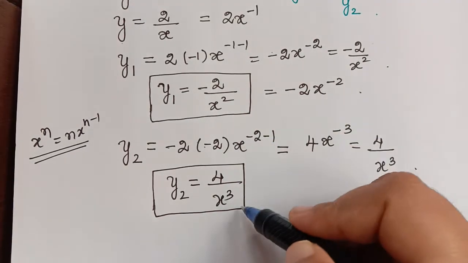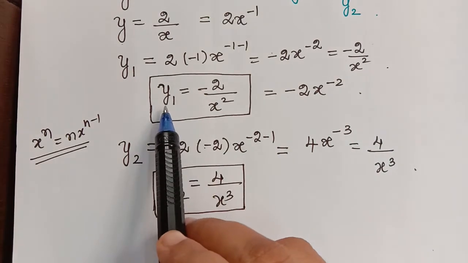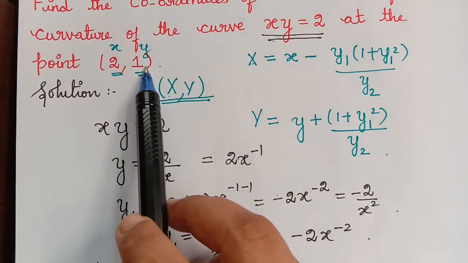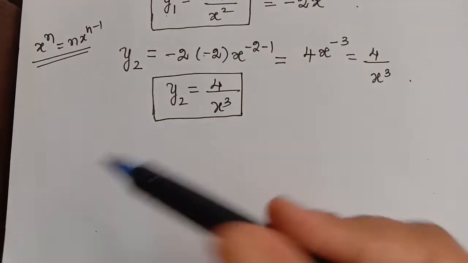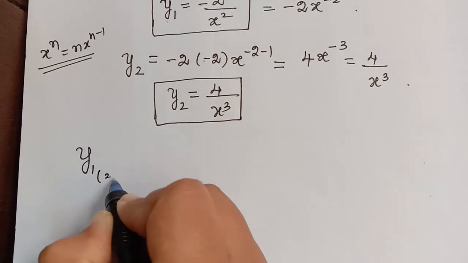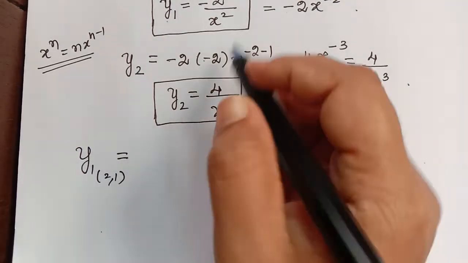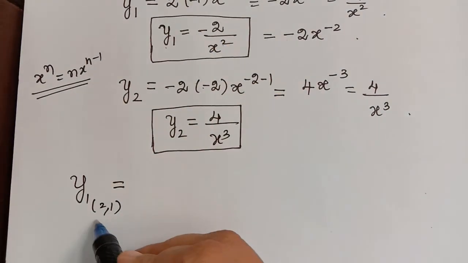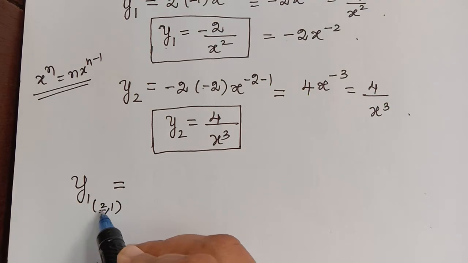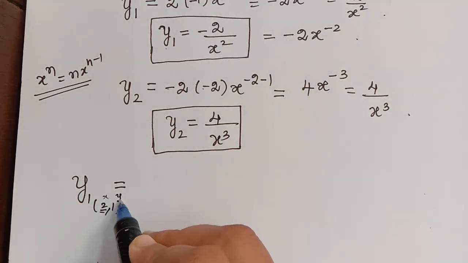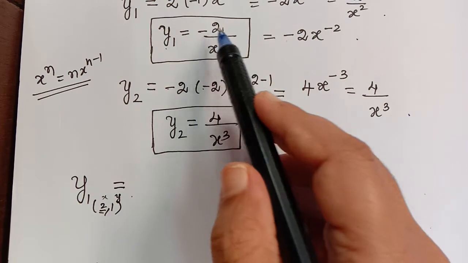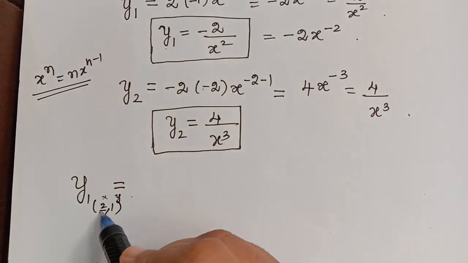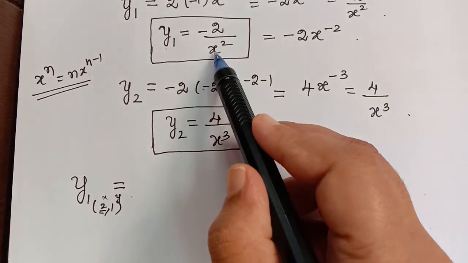Now after finding y1 and y2, we have to evaluate y1 at the given point, that is y1 at the point (2, 1). In this we have to substitute the value of x. As I told you, the value of x is 2. So this is the x coordinate and this is the y coordinate. We don't have y in this, so we need not worry about it. We have only the variable x, and the x coordinate is 2, so we have to substitute 2 in the place of x.